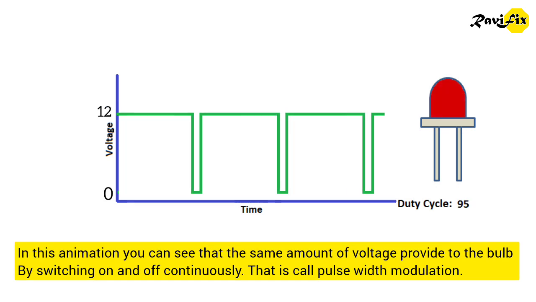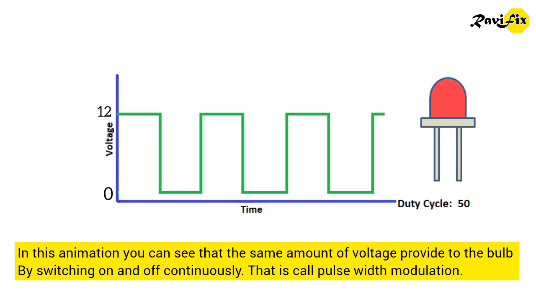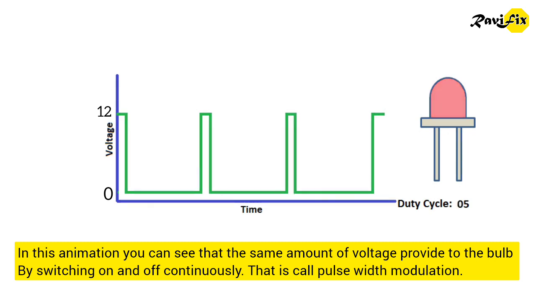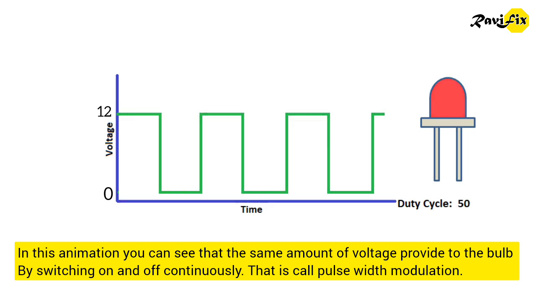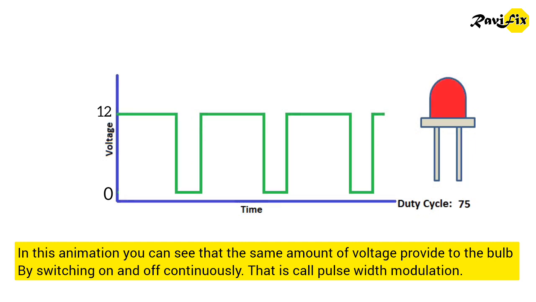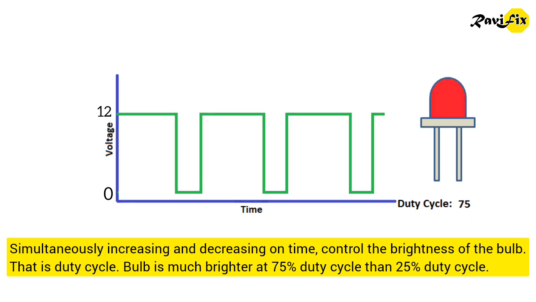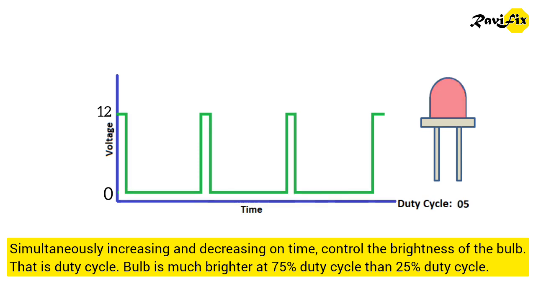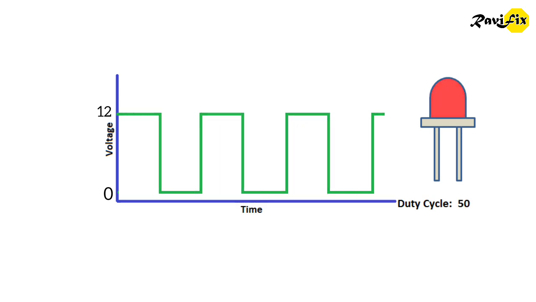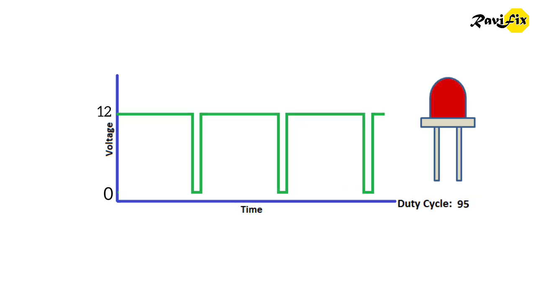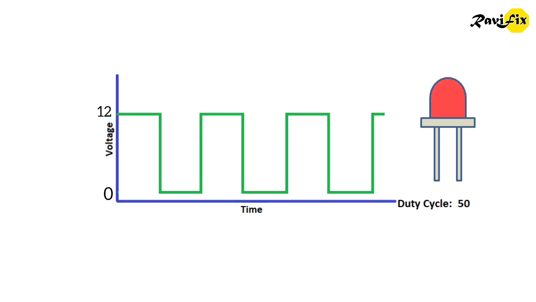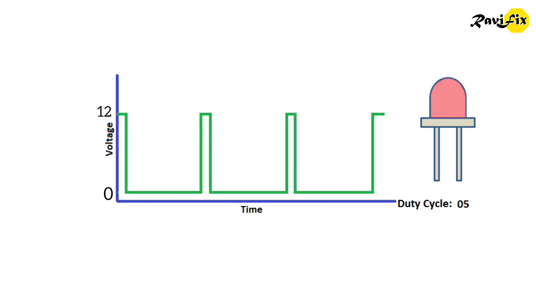In this animation, you can see that the same amount of voltage is provided to the bulb by switching on and off continuously. That is called pulse width modulation. Increasing and decreasing the on time controls the brightness of the bulb. That is duty cycle. The bulb is much brighter at 75% duty cycle than at 25% duty cycle. For better understanding, let's go into a real-world automotive pulse width modulation diagnosis.